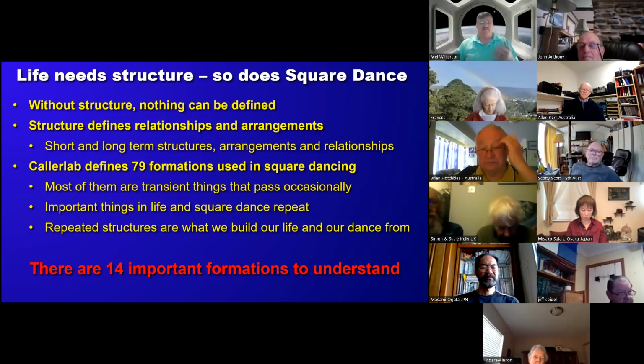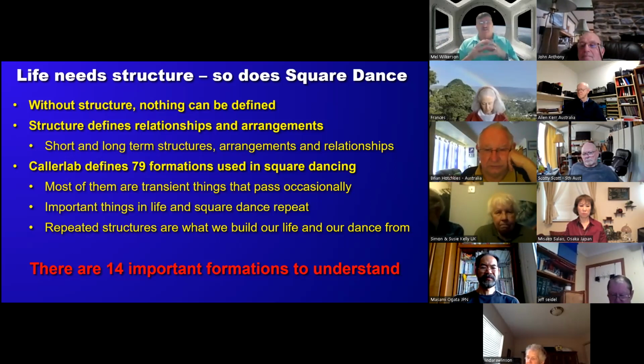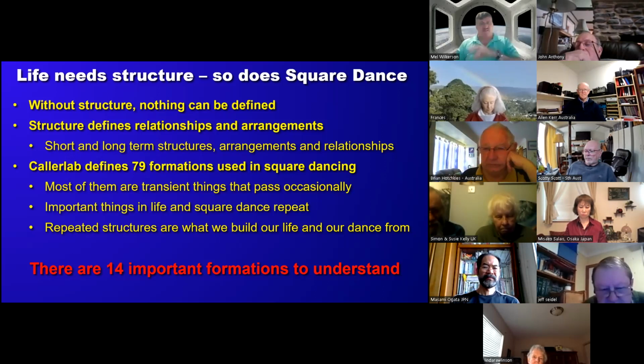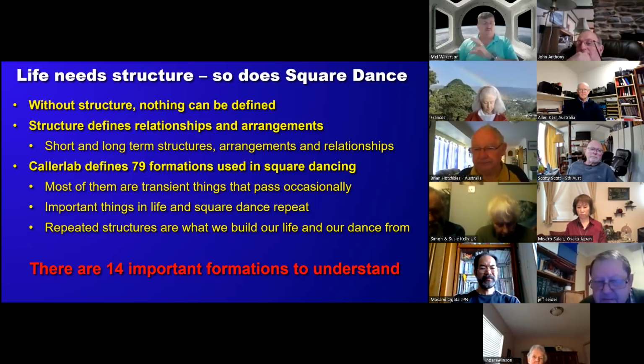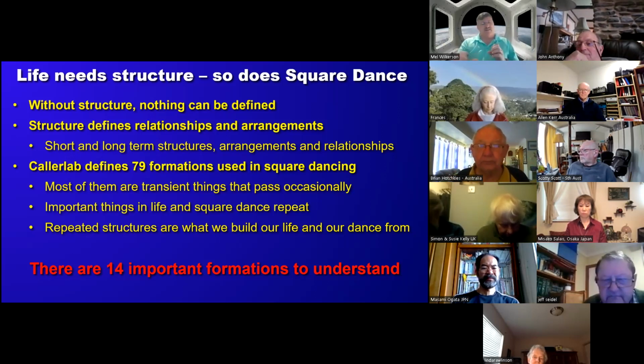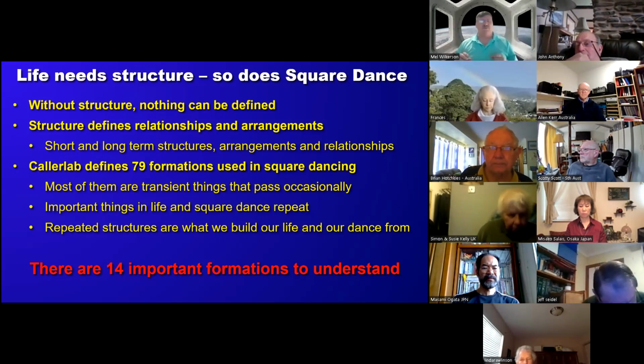Callerlab has taken the time to define many of these and whittle them down to, I think they've defined 79 pictorial representations of formations that are commonly used in square dancing, and the names attached to them, and that'll be included in the handouts. These 79 formations are just like real life. They're structures which most of the time we just pass through. We don't really need to spend a lot of time focusing on them unless there's a specific reason we need to go there. Just like the specialty Christmas shop. We don't need to spend a lot of time thinking about it until Christmas time where there's something special we want to get. Until there's a special thing that we want to achieve, we don't have to worry about a lot of these formations.